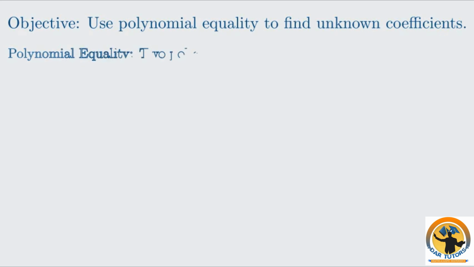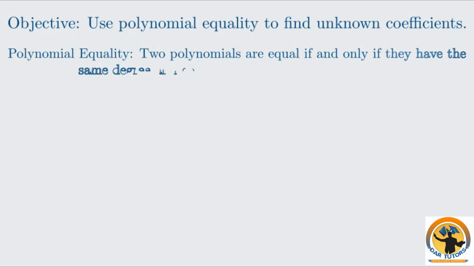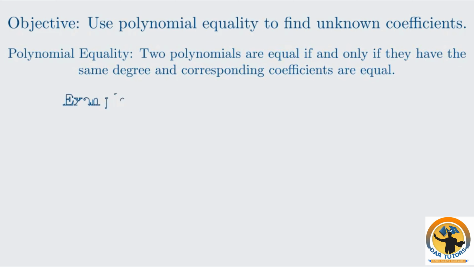Two polynomials are equal if and only if they have the same degree and the coefficients of their corresponding terms are equal. This means the coefficient of x squared on one side must equal the coefficient of x squared on the other, and so on. Let's work through an example.